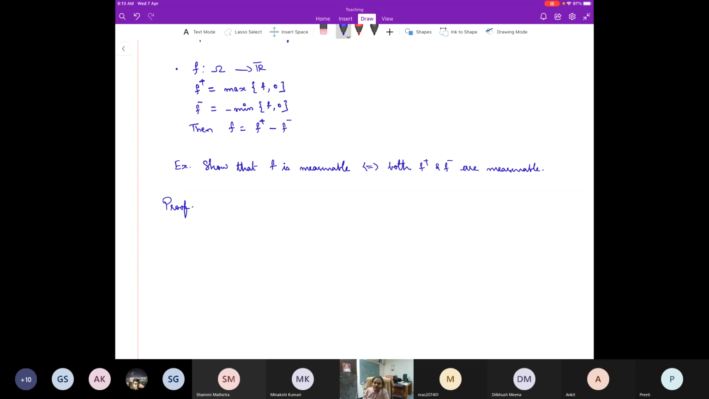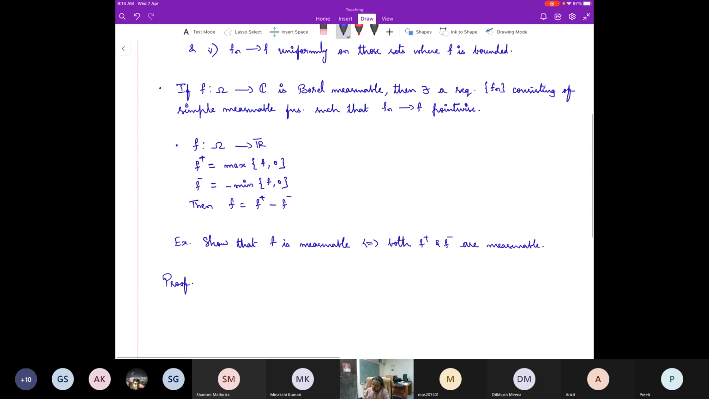Having said all these things, now everything should be easy. Not this exercise, the proof of the statement. If f from omega to C is Borel measurable, then you get a sequence fn consisting of simple measurable functions such that fn converges to f pointwise. How do you show this?